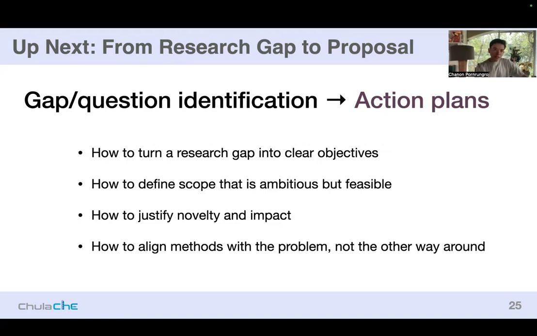And for the next class, from today we learned about the gap, and next we will talk about the action plan, how to turn this gap into a clear objective and scope of your research, something feasible, and to create the impact and to draft your thesis proposal, which ends at the methodology, right?